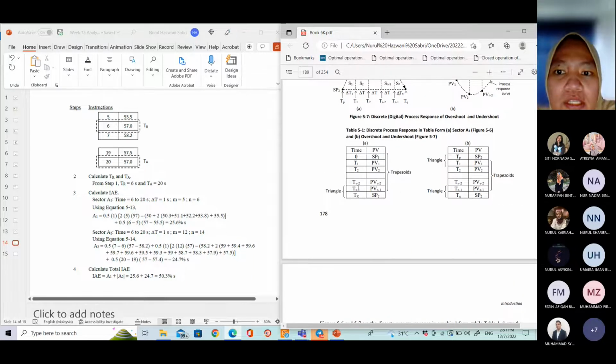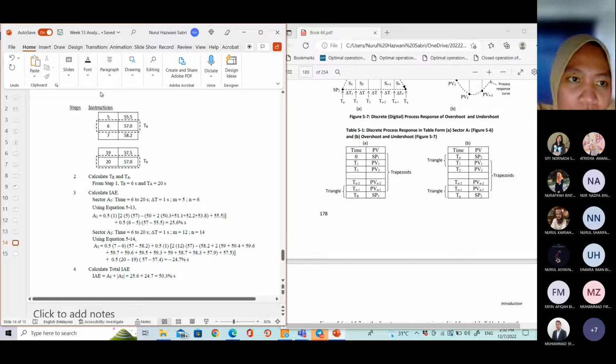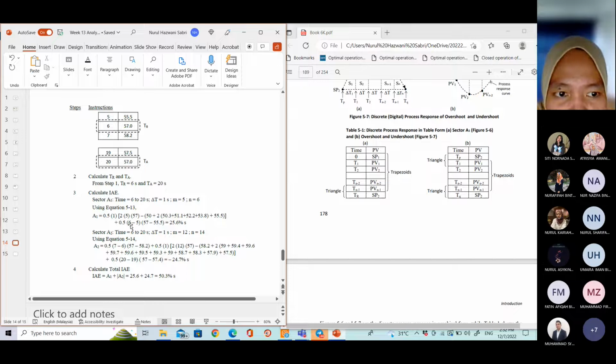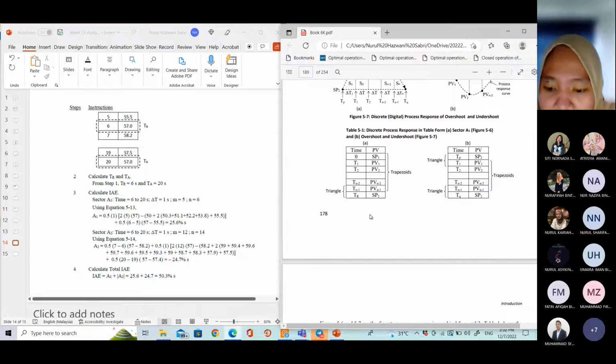Tn minus 1 is the time before your rise time. So from this table, you can see that before it is 5. So that's why in here it is 6 minus 5. You can see here 6 minus 5. I'm not sure whether you can see my cursor. Okay.